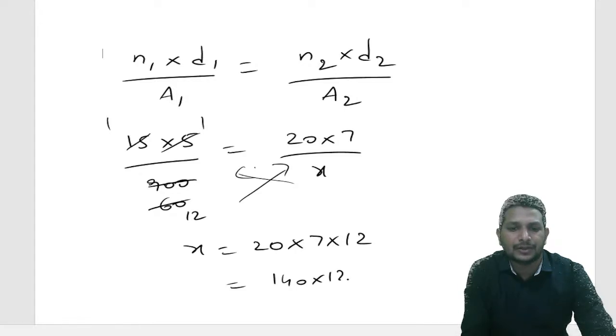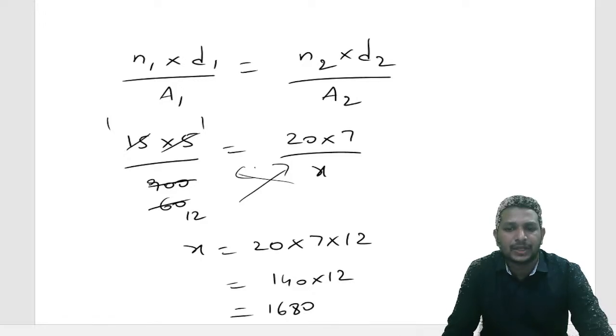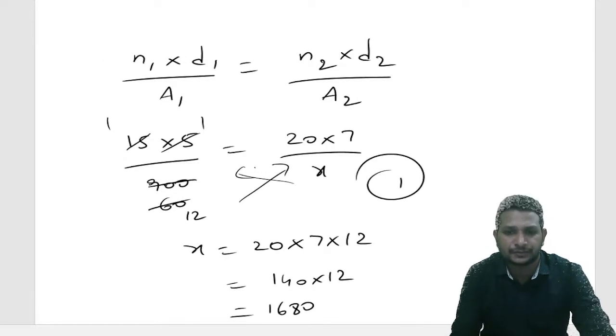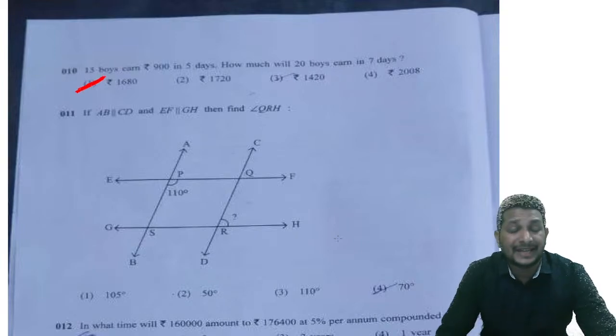140 into 12. So we'll be getting the answer as 1680. So we got the answer as 1680 for this question. That's nothing but option 1. So for this question we got the answer as option 1. Okay. Next. So for question number 10 we got option 1.